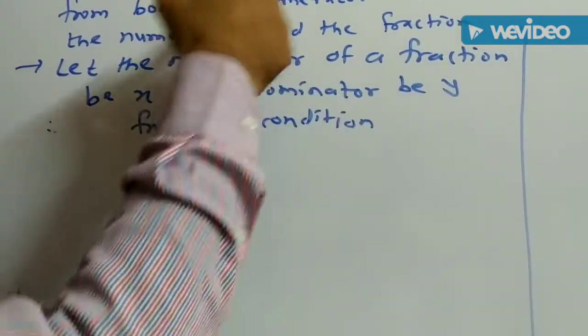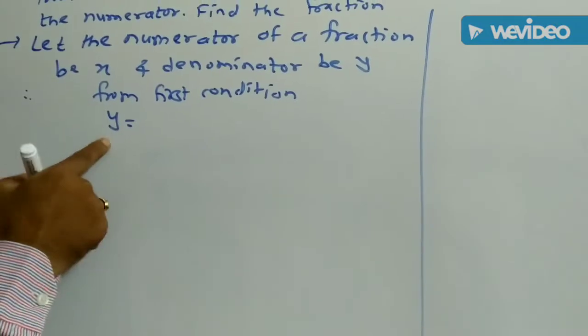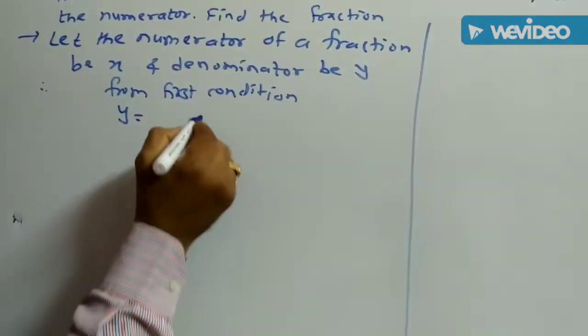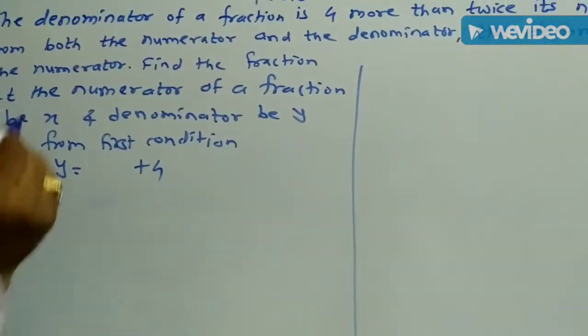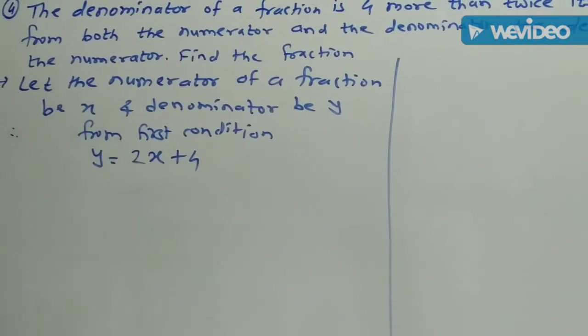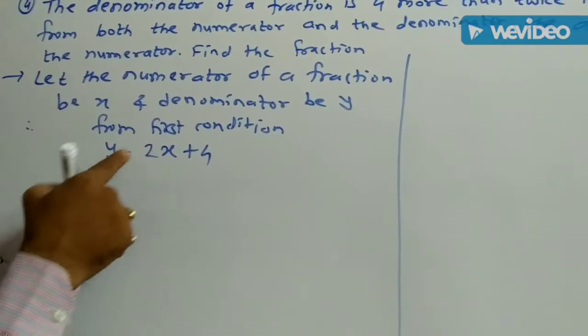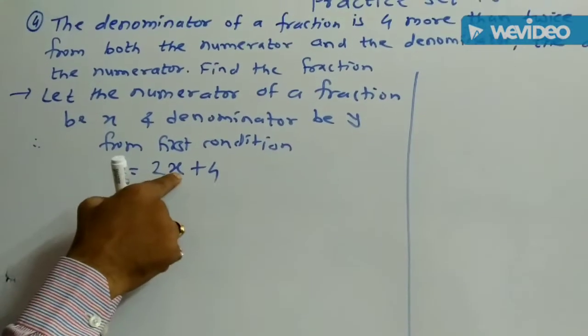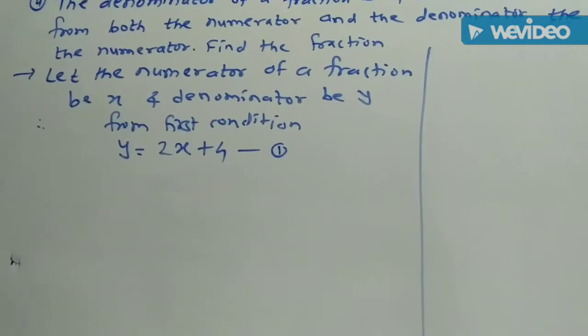The denominator of a fraction, which we consider as y, is 4 more than twice its numerator. The numerator we consider x, twice the numerator is 2x. So from the first condition, the denominator y is 4 more than twice the numerator: y = 2x + 4. We consider it as equation number 1.